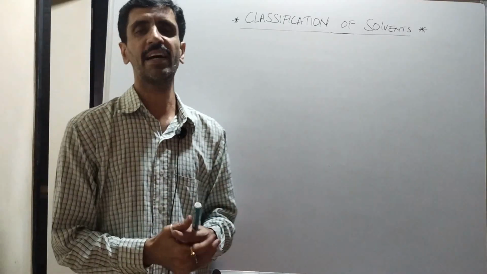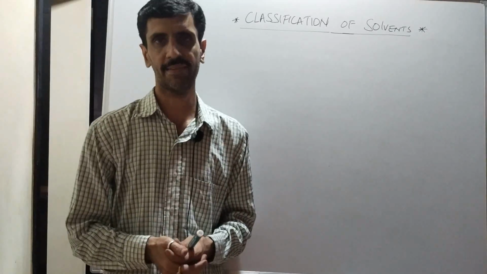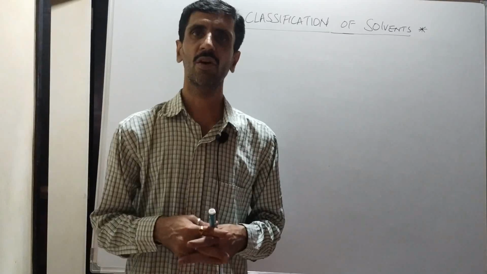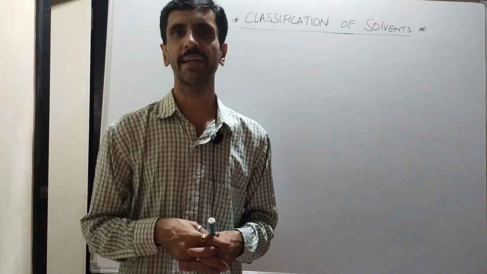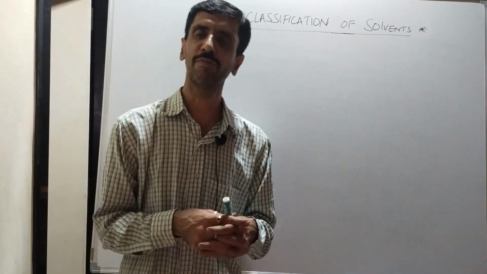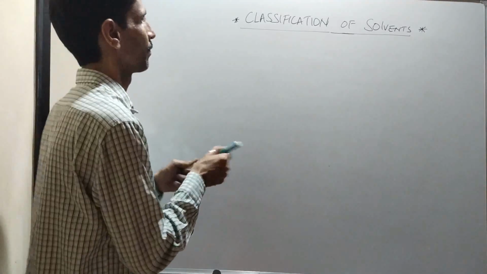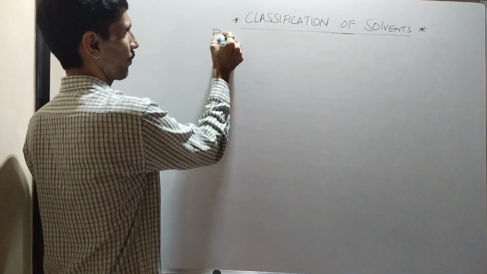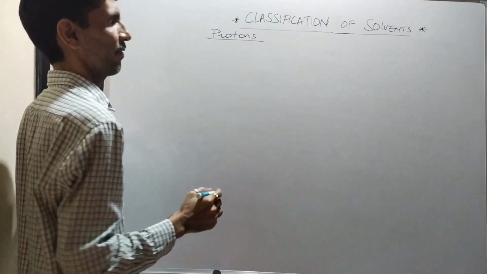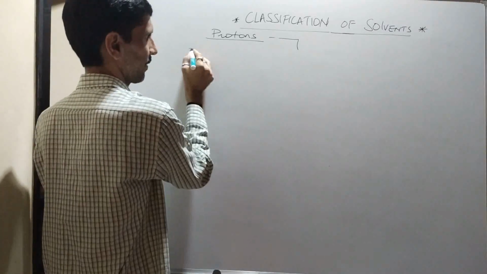Hello my dear friends, now in this session we talk about the classification of solvents. There are various parameters, various bases on which the solvents are classified. Here we begin one at a time. The first one is based on protons. Based on protons, the solvents are broadly classified into two categories.